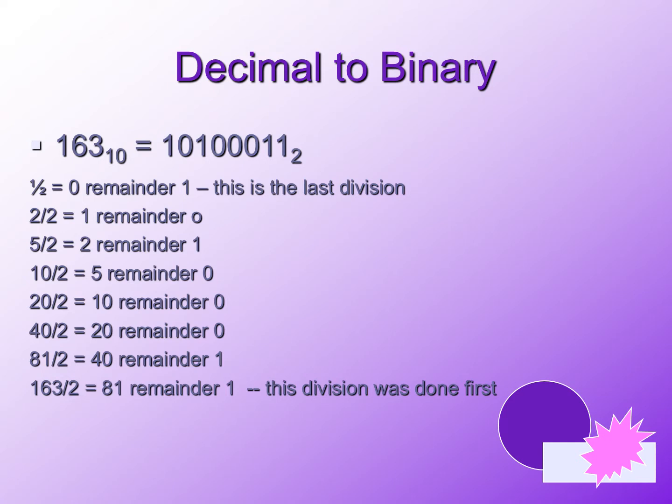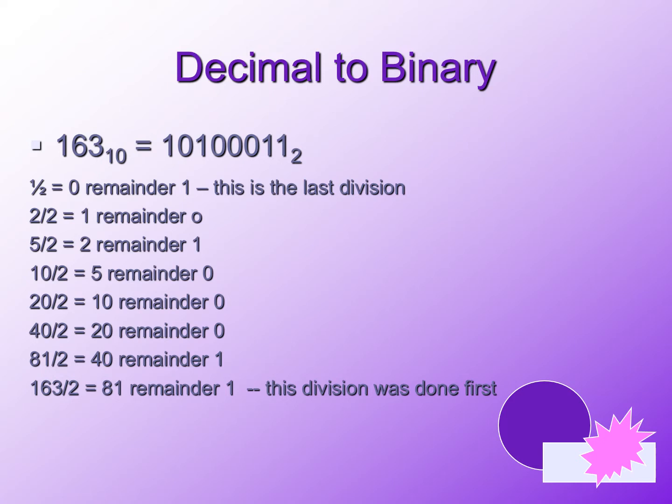Then I'm going to take 81, divide it by the base, which is 2. I'm going to get 40 with a remainder of 1. Now I'm going to get 40 divided by 2. That's 20 with a remainder of 0. 20 divided by 2 is 10 with a remainder of 0. 10 divided by 2 is 5 with a remainder of 0. 5 divided by 2 is 2 with a remainder of 1. 2 divided by 2 is 1 with a remainder of 0.